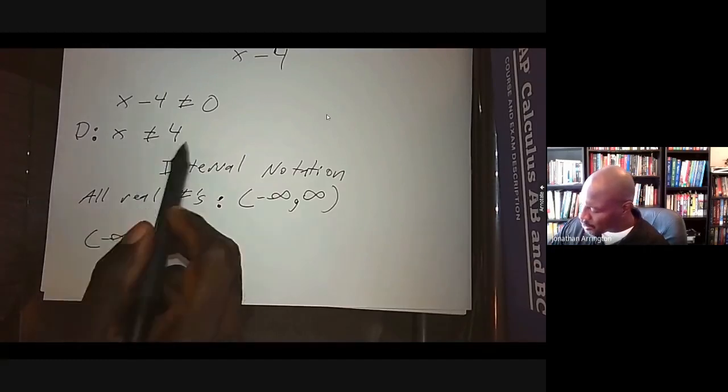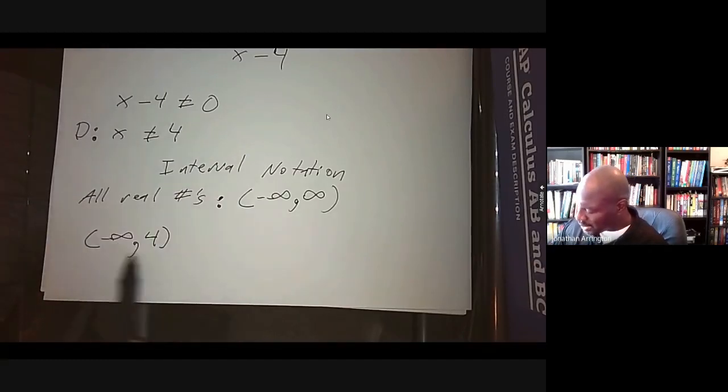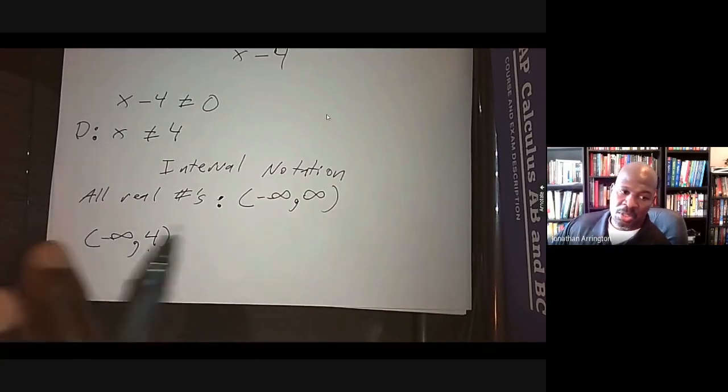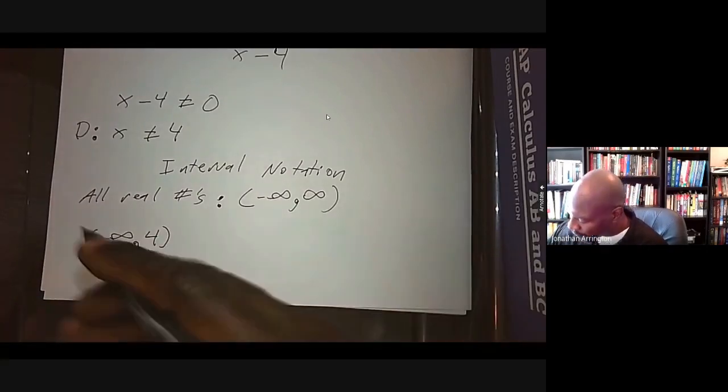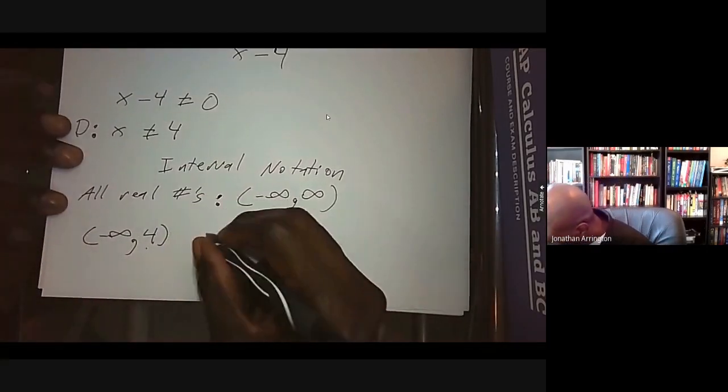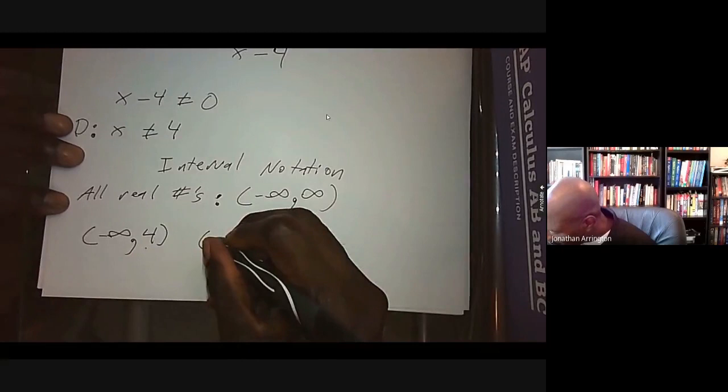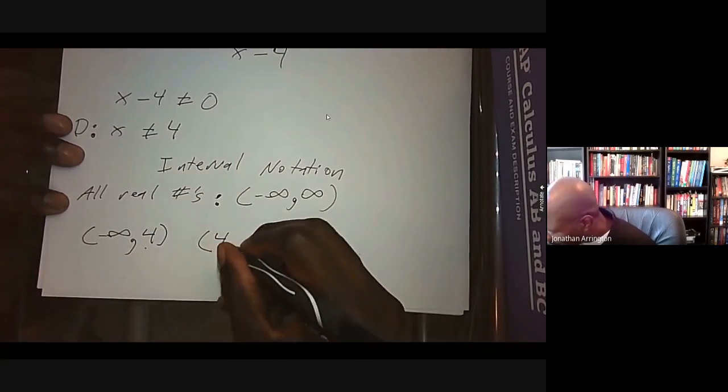But this is saying all real numbers except for 4. So this is not yet showing all real numbers except for 4. This is really showing all numbers that are less than 4 as I go from negative infinity to 4. So I still need to show all the numbers which are greater than 4. So we do another one from 4 to infinity.